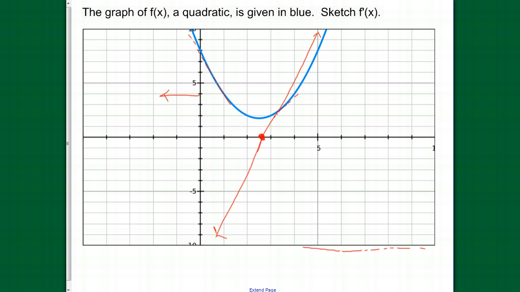So this is it. This is what we're doing. It's not an exact science, but that connection of the slope of the tangent line, that number becomes the y value for the derivative graph. All right, that's it.